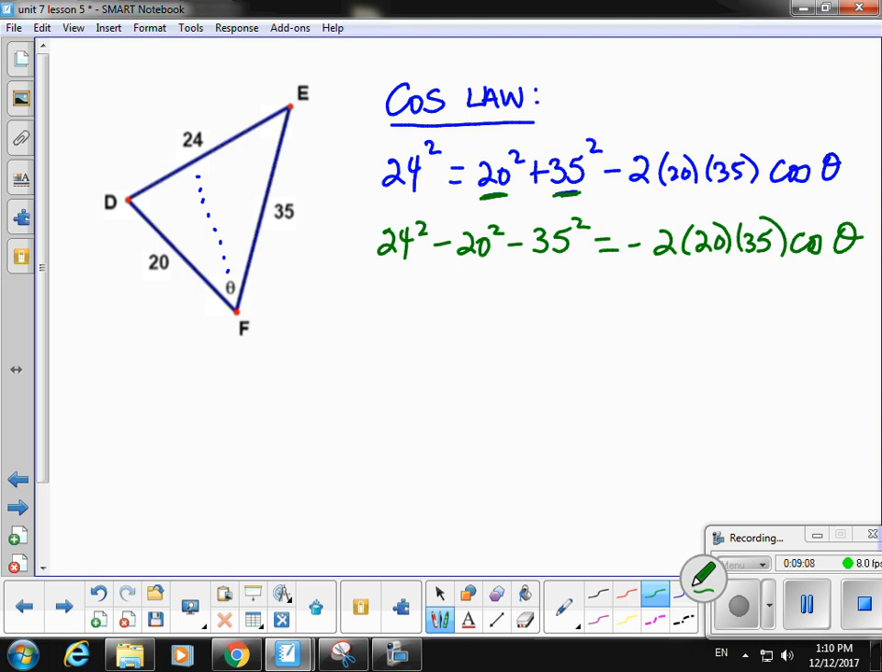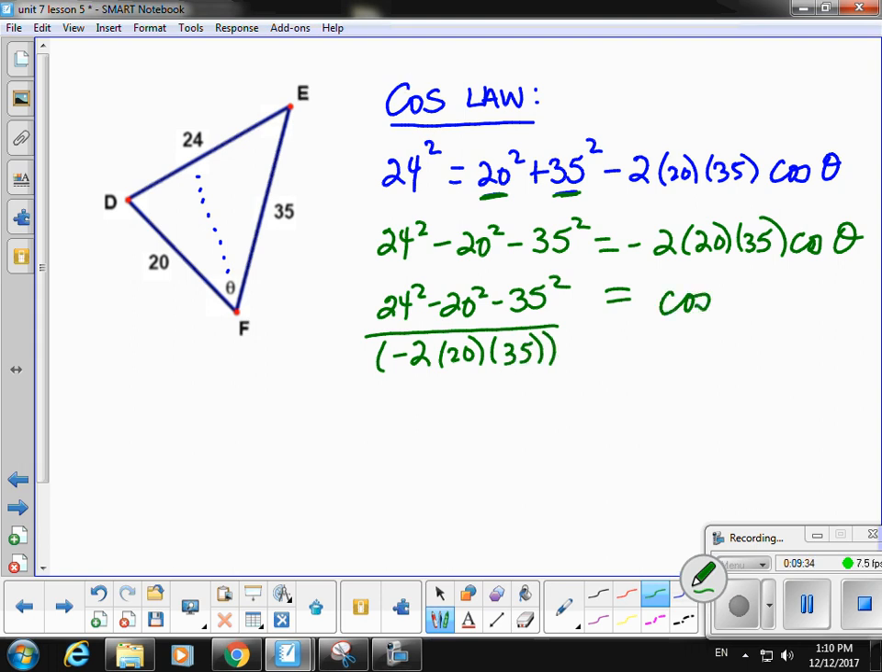So what I see now is kind of ugly on the left side, equals a bunch of numbers times cos theta. So to get rid of multiplication, we divide. So my next line would be 24 squared, subtract 20 squared, subtract 35 squared, over, and I put it in brackets just because some calculators are kind of funny, equals cos theta. I have written the formula in that form for you on the bottom of your anchor chart. If you're looking to solve for an angle, you're going to have some subtraction, and you're going to have division by that negative 2ab on the bottom.